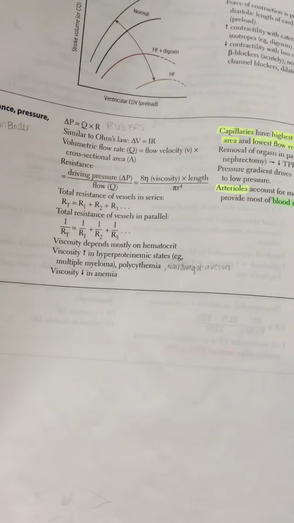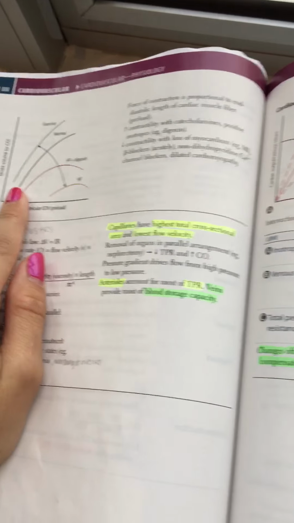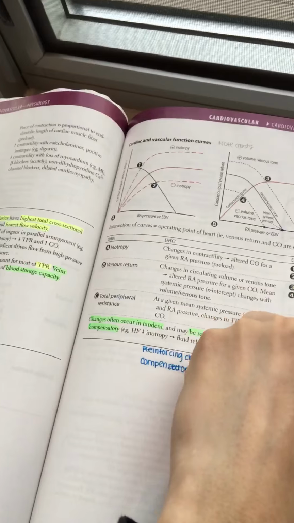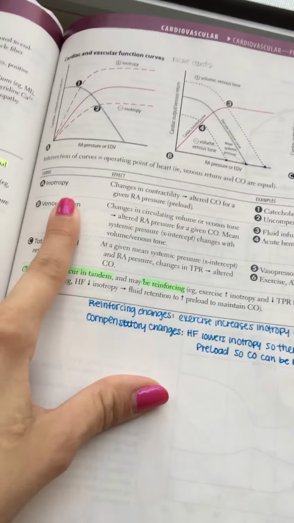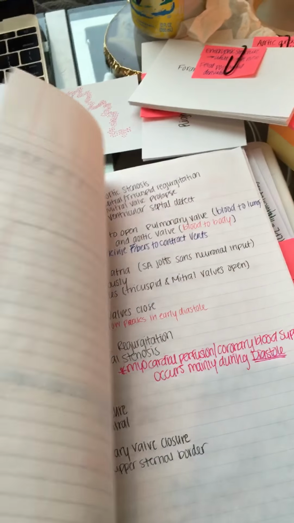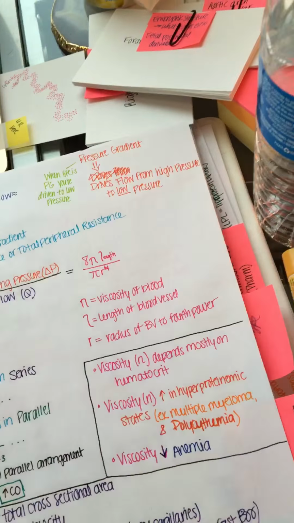Here's another part. I did make note cards with graphs with this, but once I got more into the chapter, I actually started understanding what inotropy was. So I think somewhere in here I made an actual photo of it, who knows.